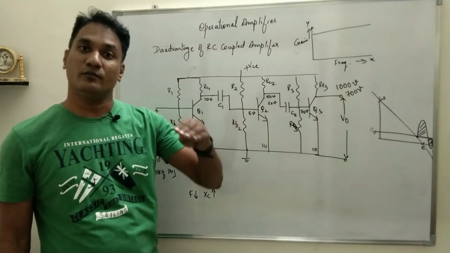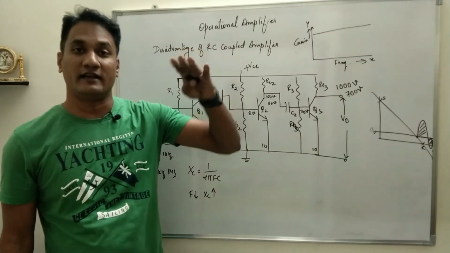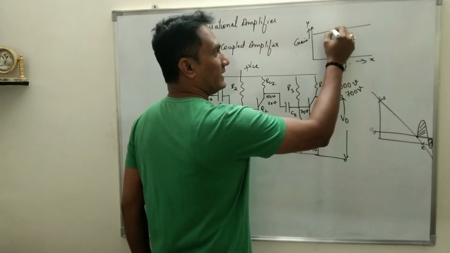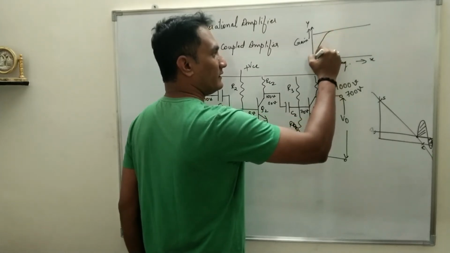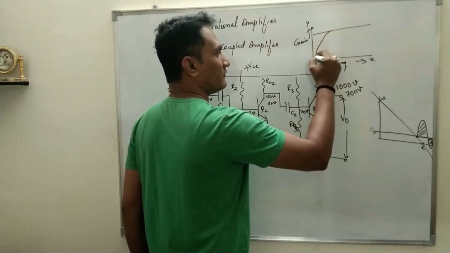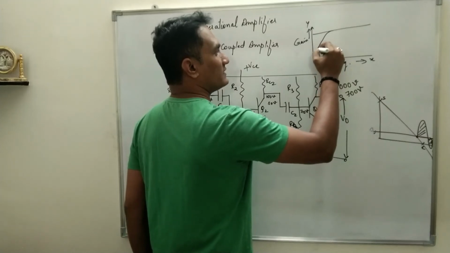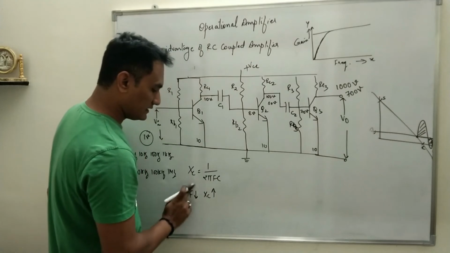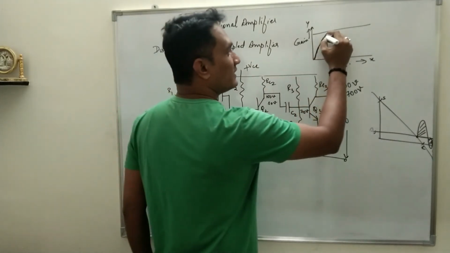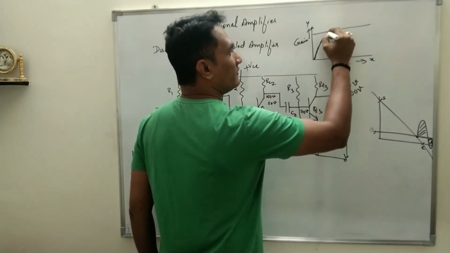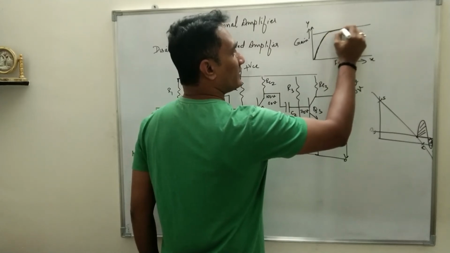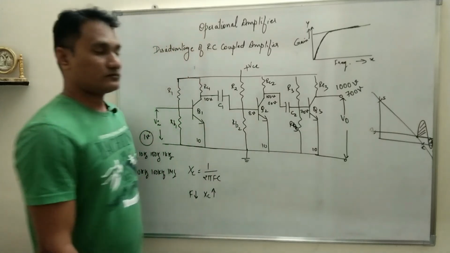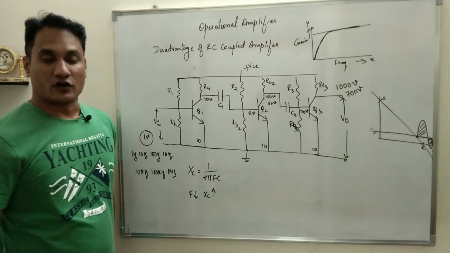So what is gain? Gain is output upon input. Expected gain was 1000, you are getting 700. That means at low frequency, the gain of the amplifier dips, okay. The gain of the amplifier decreases in low frequency, and as the frequency increases, capacitive reactance will decrease, and as the resistance decreases, the gain will increase, and at some point it will be at its peak value, okay, maximum value. So this is for low frequency.